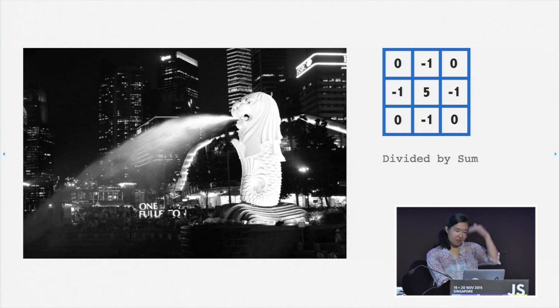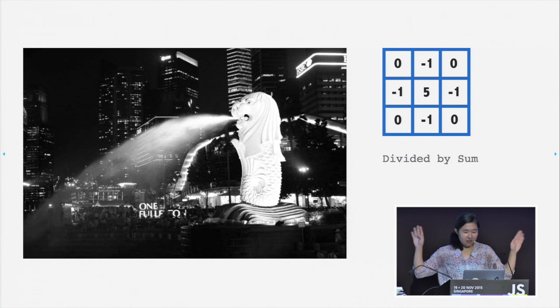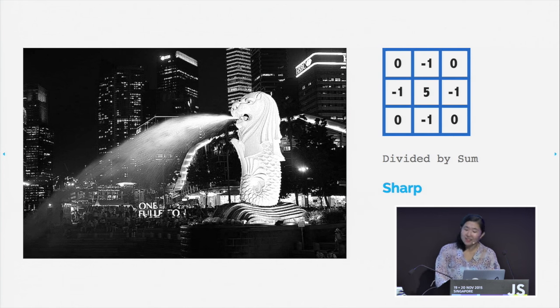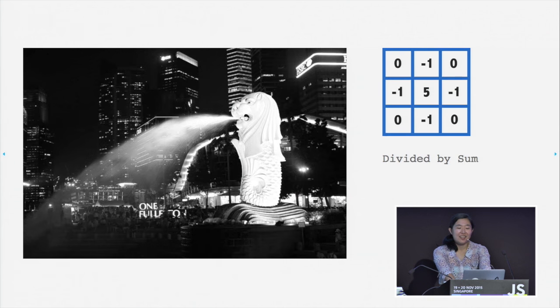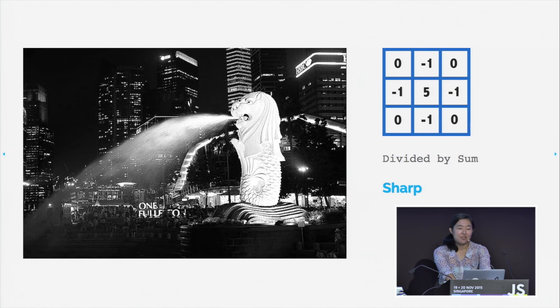Next one, you decide your friends are a little more negative than you are, right? Your top, down, left, right friends are -1, and then the diagonal corners are 0. That gets you a sharp edge. So you can see that before and after.